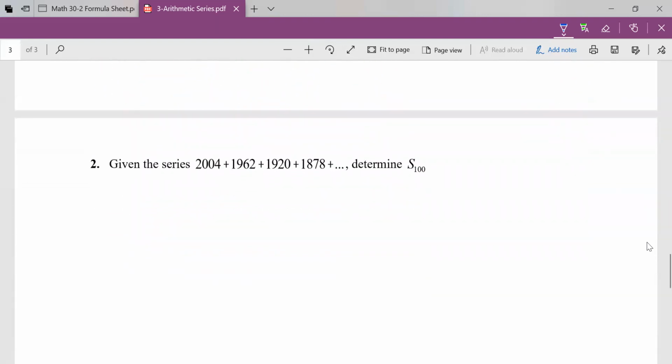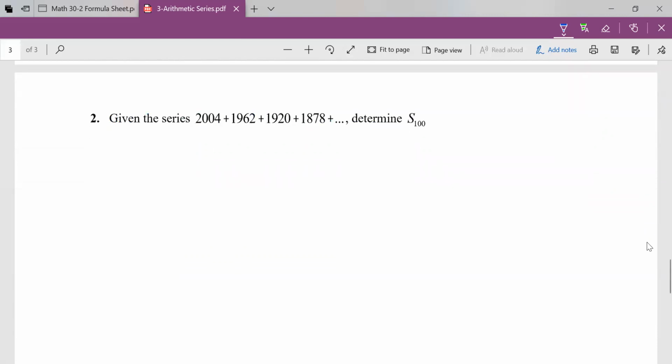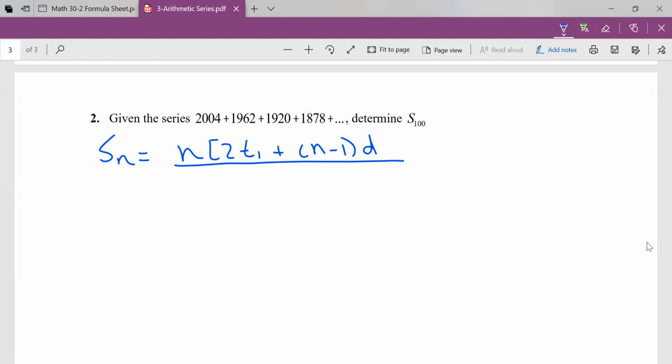Given the series, determine S100. Okay, so once again, I don't know that last term. So all I'm going to do here is use the same formula again. And as you go through this unit, you start to memorize the formulae. What are our values? Well, we want the first hundred, so that's 100, right? T1, I can see that's 2004.